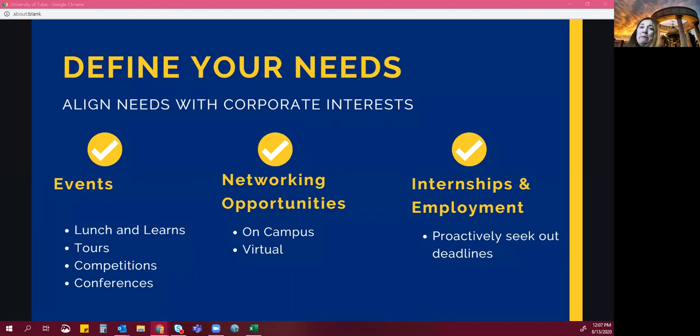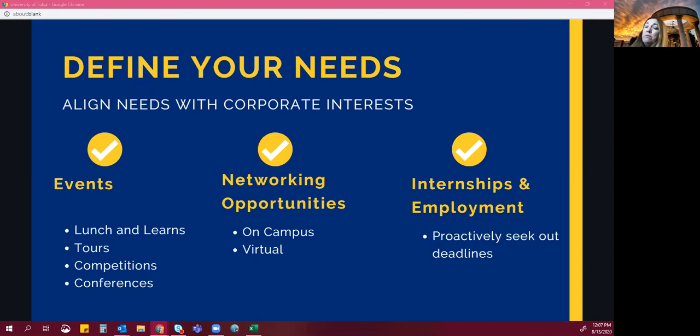Part of them supporting you is also getting in front of you, because they want to make sure you know their name and what they do as a company. So these are a variety of different ways that companies might get involved, and are things that you should think about when developing your calendar.